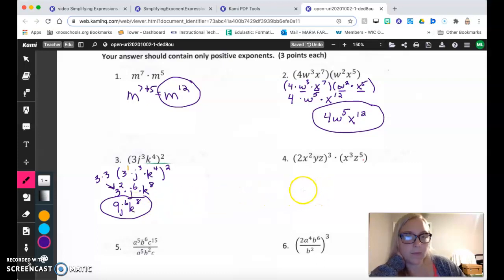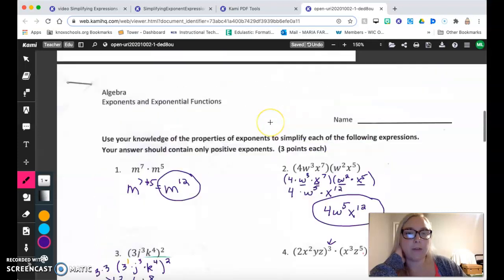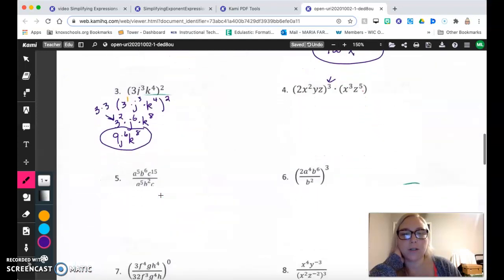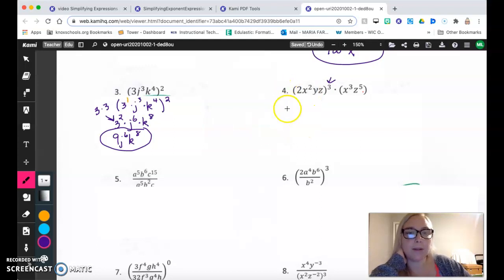For number 4, okay, we're going to check, do we have any expressions being raised up to another exponent? That's what's happening right here. We have the big set of parentheses, and we have a little 3 on the outside. Our flow chart says that we have to take care of any powers being raised up to another power first, and we're going to do that by multiplying all the exponents. We still have to break this apart so we can really see what's happening. So that's 2 times x squared times y times z. That's all being raised up to the 3rd power.